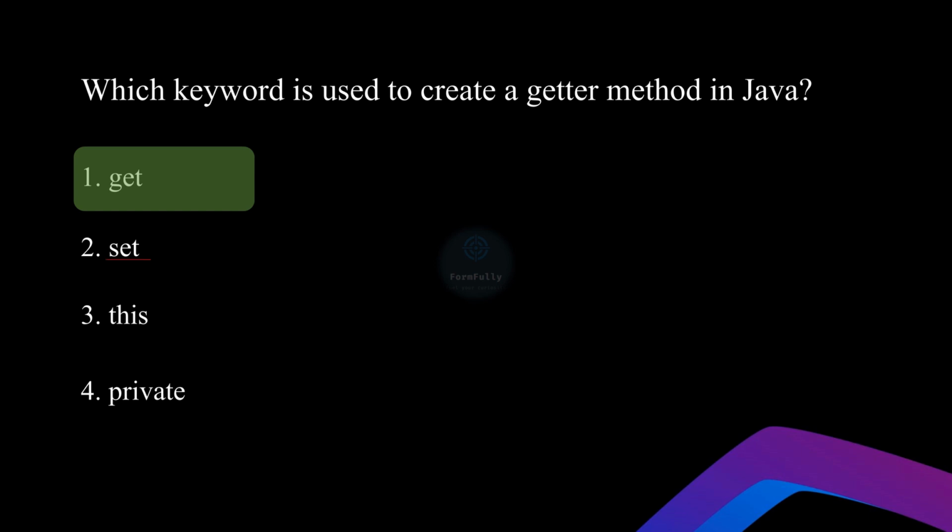Option 2, that is set, is incorrect. As you know, set is used to create setter method. Option 3, this, is used to refer to the current instance of an object. So option 3 is incorrect. Option 4, that is private, is access modifier, not used to create getter method.